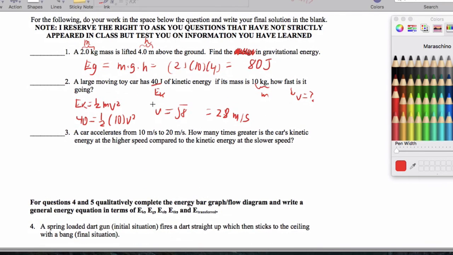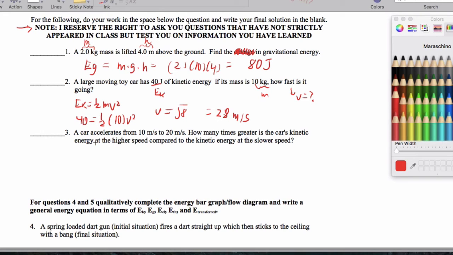Now this last one's a little bit trickier, but I absolutely feel completely justified in giving you a question like this. The fact remains that I know you've had at least a year of algebra. This kind of question really involves using the energy formula and a little bit of your knowledge of algebra. Although you haven't seen something directly like this, notice the note I put here. I reserve the right to ask you questions that have not strictly appeared in class, but do test you on information you've learned. And this is a perfect example of that.